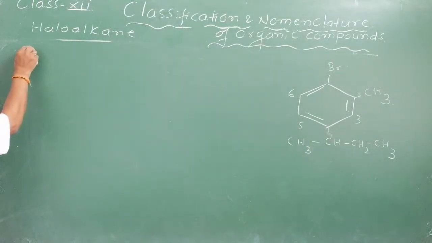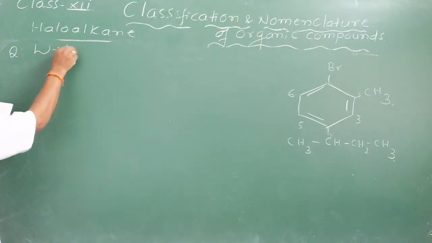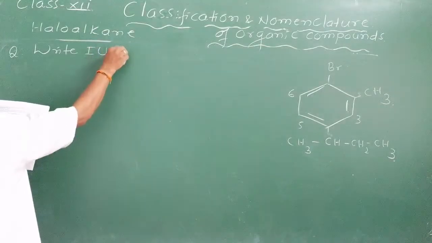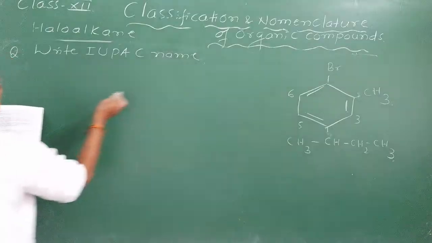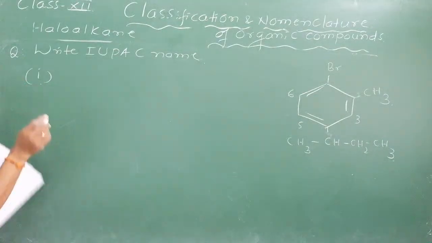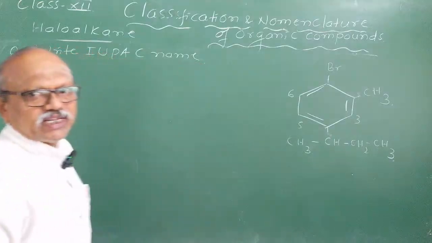Try this one. Write the IUPAC name. This time again I will give you the structure. Last round to practice. I have already sent you a 40 marks assignment. Solve that and show me in the next class.